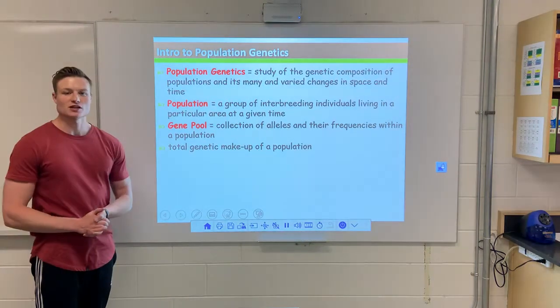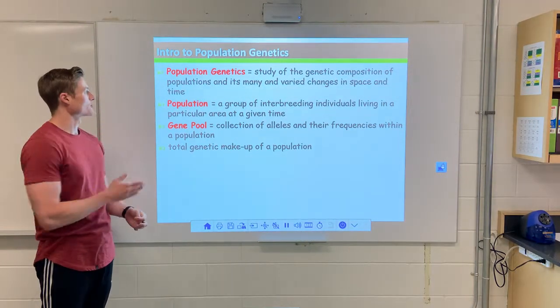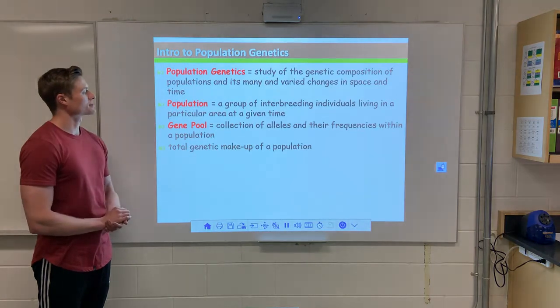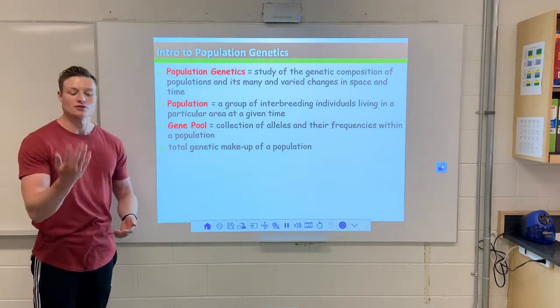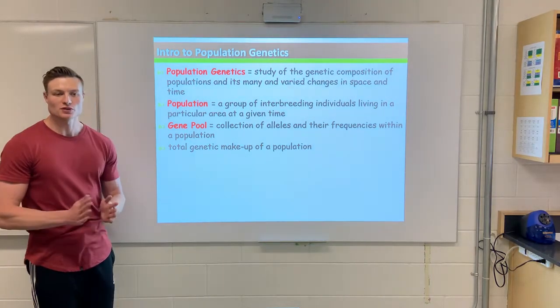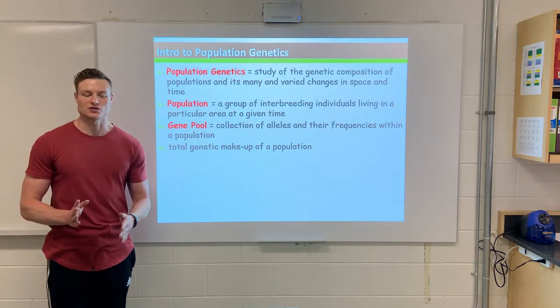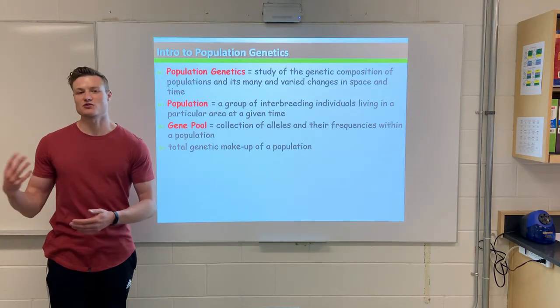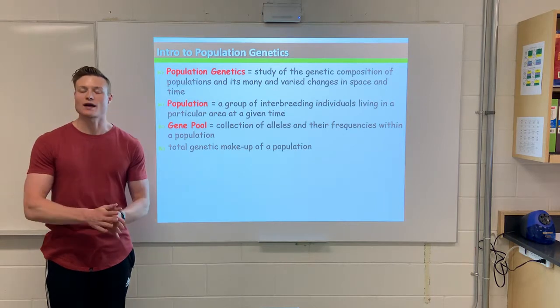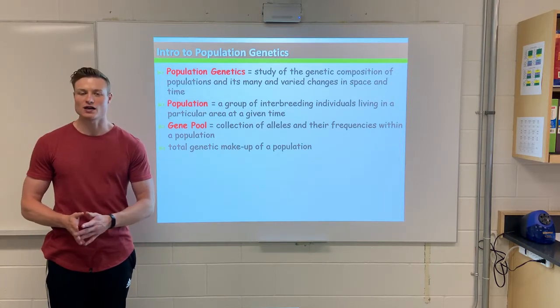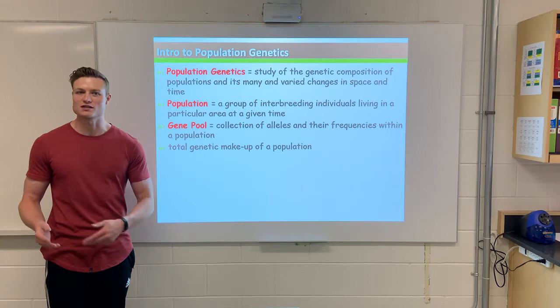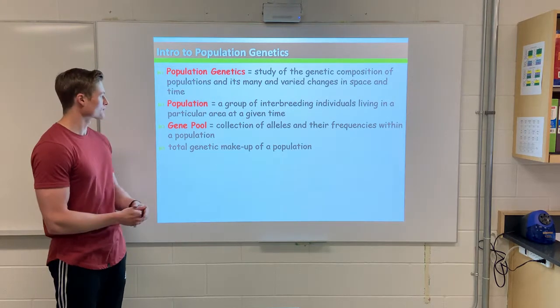So just a little bit of introductory vocabulary for you. Population genetics is simply the study of the genetic composition of, you guessed it, a population. So previously we had looked at individual genetics. So this individual has brown eyes, this individual has blue eyes. Now we're looking at, okay, how many people in the population have blue eyes, and how many people in the population have brown eyes.